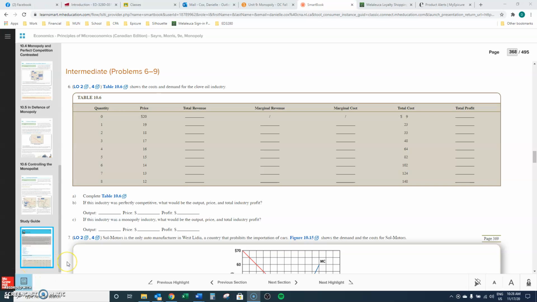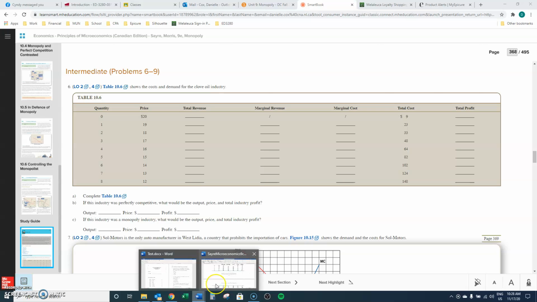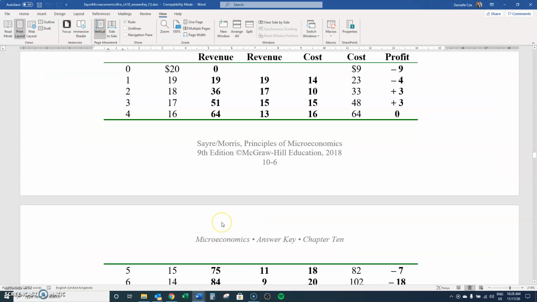Hi, let's take a look at question number 6. So we're given this table and we're asked to complete it. So we have quantity, price, and the total cost. So I'm just going to dart over to the solutions.